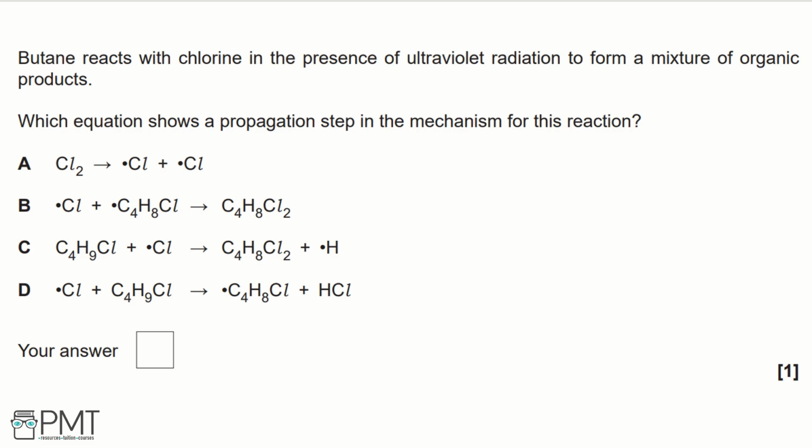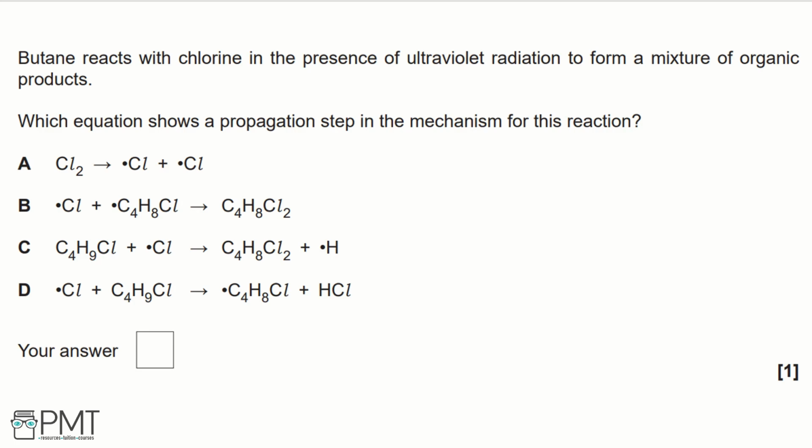A. Cl2 makes two Cl radicals. B. A Cl radical and a C4H8Cl radical make C4H8Cl2. C. C4H9Cl and a Cl radical make C4H8Cl2 and a hydrogen radical. D. A Cl radical and C4H9Cl make C4H8Cl as a radical and HCl.